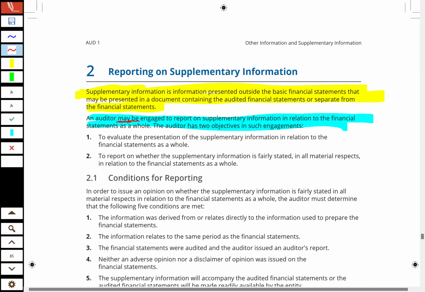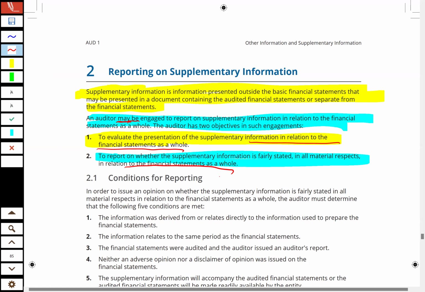Notice though that we have two objectives: we are seeing that the information is consistent in relation to financial statements as a whole, and then to report on whether supplemental information is fairly stated in relation to financial statements taken as a whole. Now, this is if we are engaged to give an opinion on this.